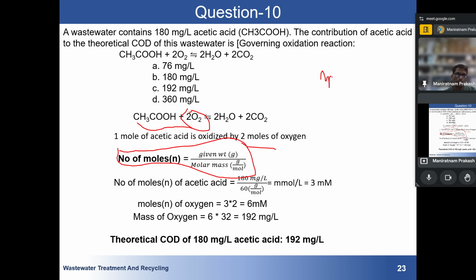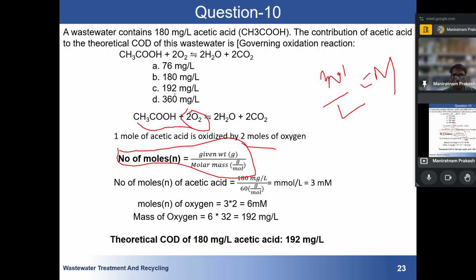Remember, mole per liter is what we call molarity, that is the chemical name, and again as it is milli, that's why it is millimole. So the moles of oxygen: 2 moles of oxygen are required for each mole of acetic acid, so 3 into 2, that is 6 millimolar. The mass of oxygen will be 6 into 32, that is 192 milligram per liter. The theoretical COD for 180 milligram per liter of acetic acid will be 192 milligram per liter.